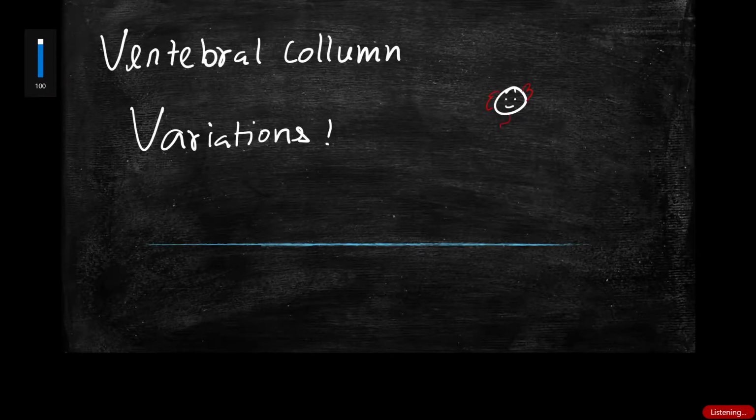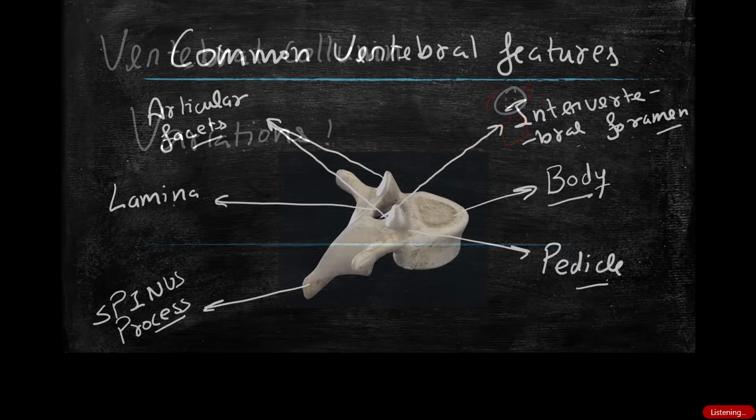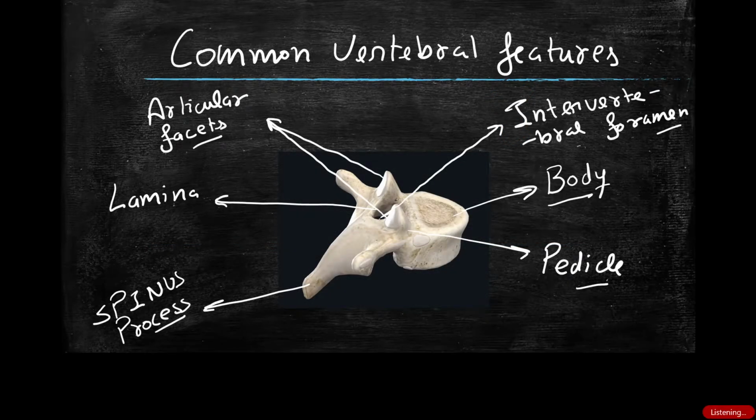Today we are going to talk about the variation of the vertebral columns. Different vertebral columns have different functions, different structure, difference in many aspects. We are going to address everything. First of all, we should talk about the common vertebral features, which are present in almost every vertebra.